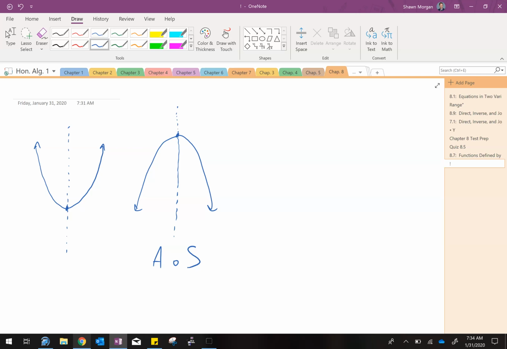Yeah, very good. The axis of symmetry. Okay, so the idea here, fellas.